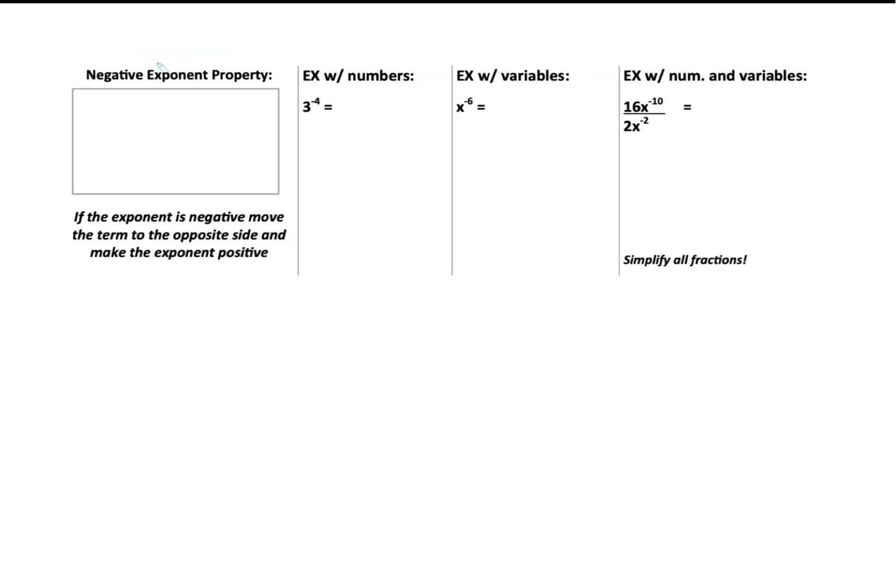Last one, the negative exponent property. Basically what this states is if you have a base raised to a negative exponent, you have to write it in a positive format. And the positive format is 1 over a, and now your exponent becomes positive. So you actually write the reciprocal.